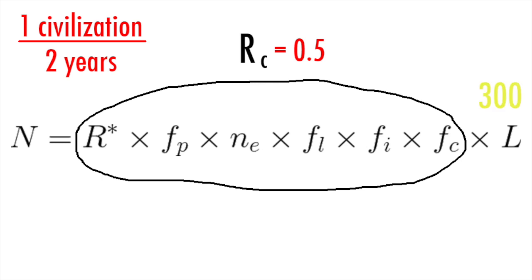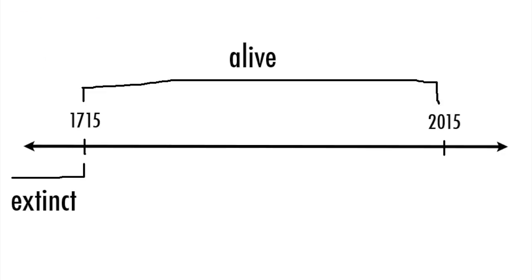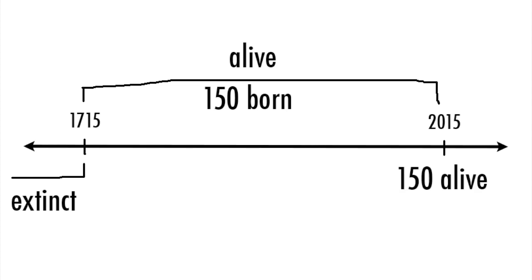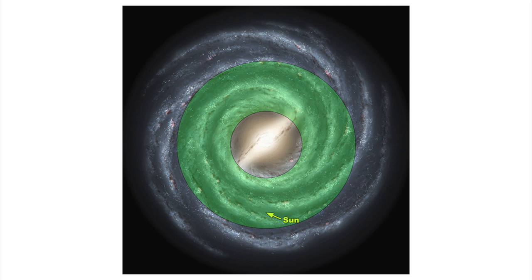If we also say L is 300, then, on average, all of the communicating civilizations alive would be born within the last 300 years. And since there are 150 civilizations born in the last 300 years, that is 150 civilizations alive today. There are issues with the equation, however.